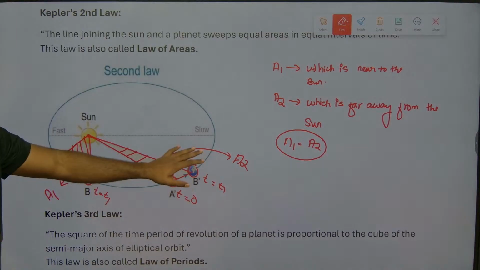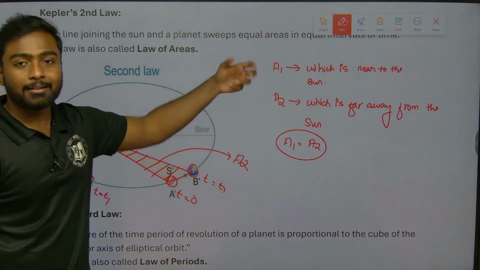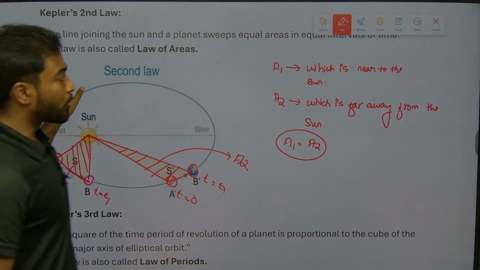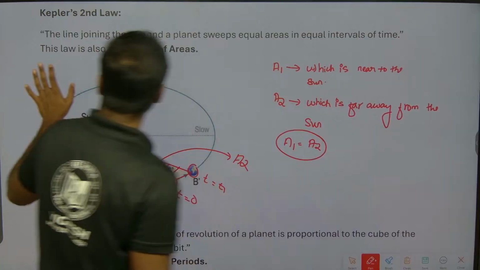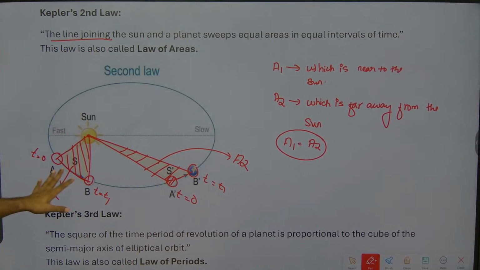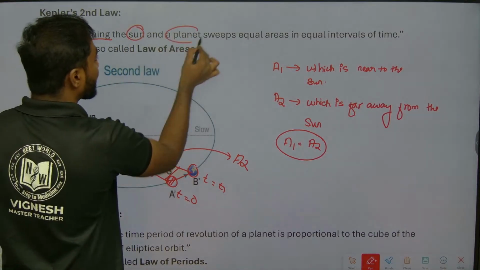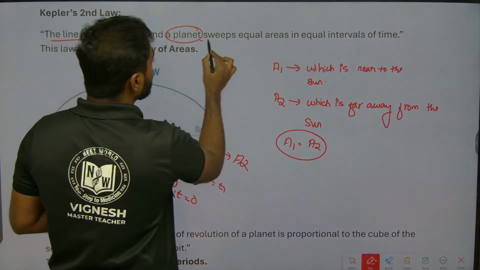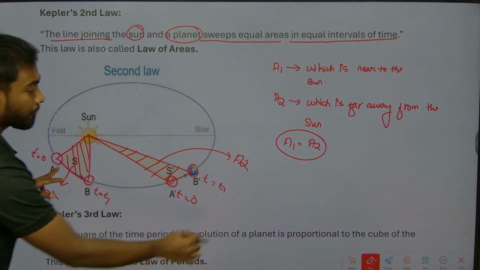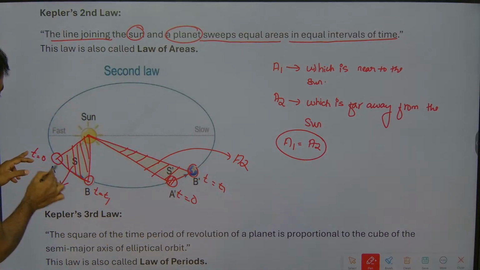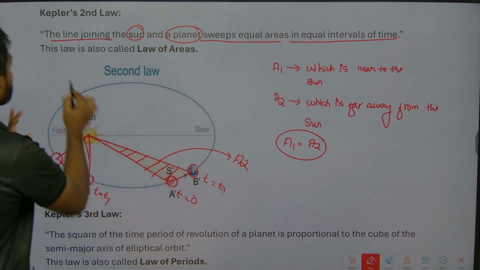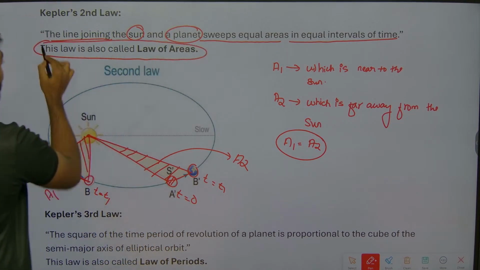This is what is explained in Kepler's second law, the law of areas. Now we will come to the point. When we talk about the second law, the line joining the Sun and the planet sweeps equal area in equal intervals of time. Equal areas A1 and A2 in equal intervals of time, T0 to T1. So this law is called the law of areas.